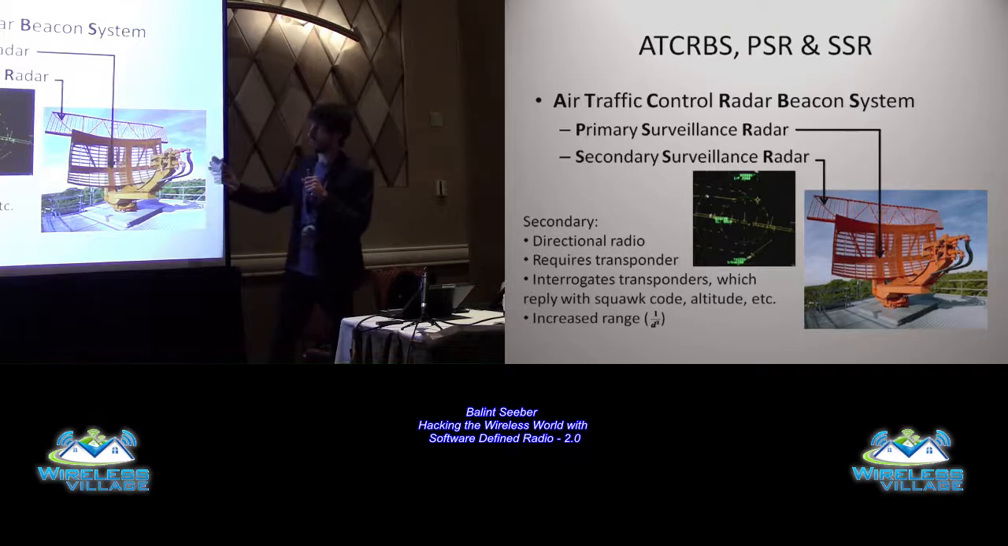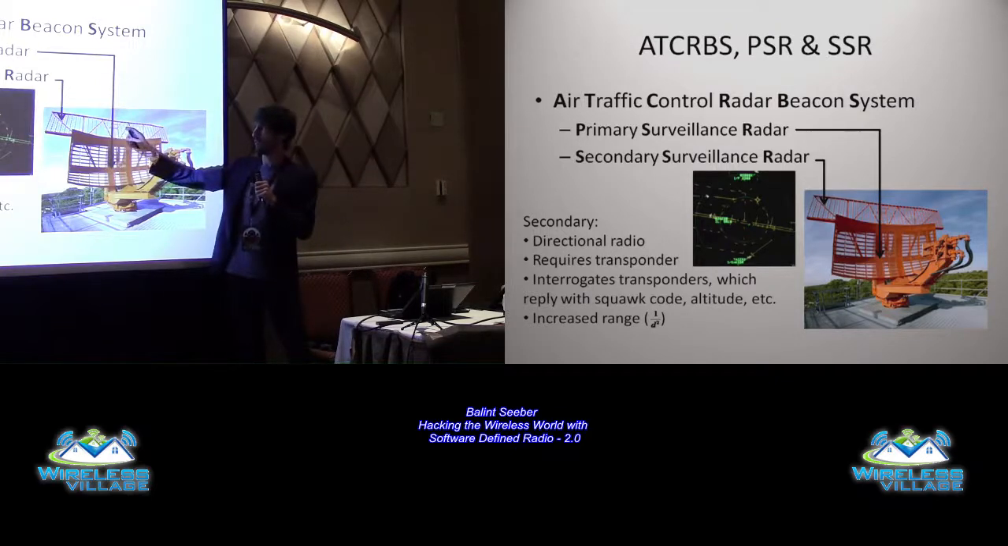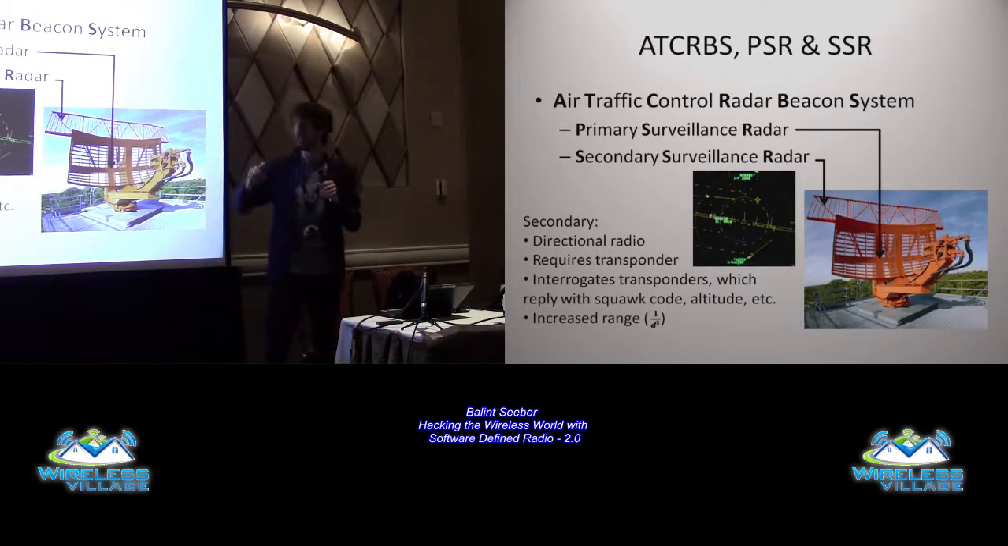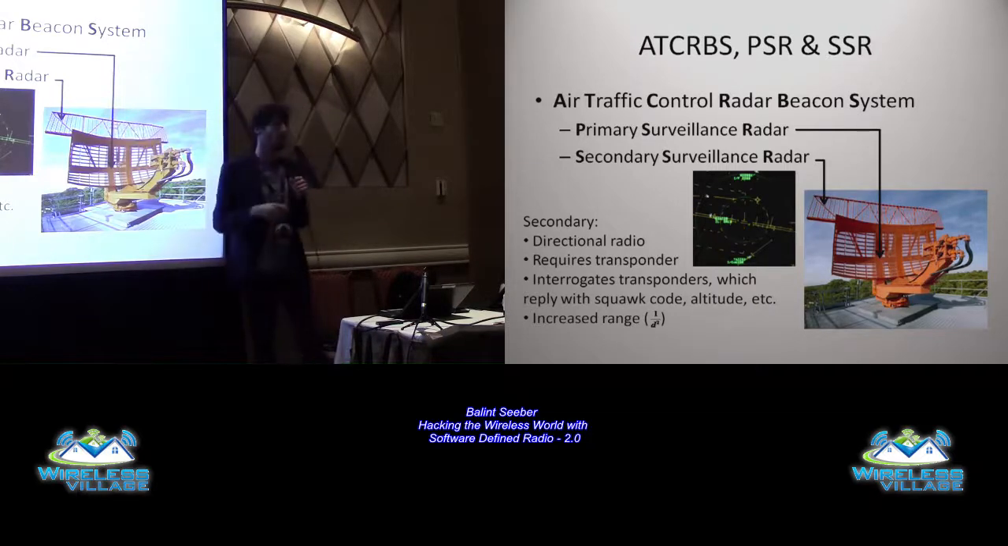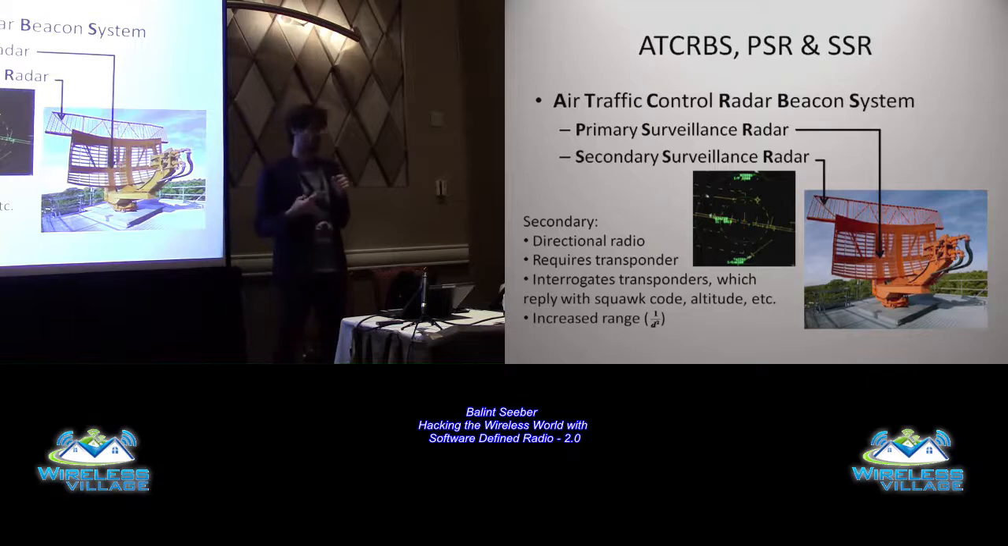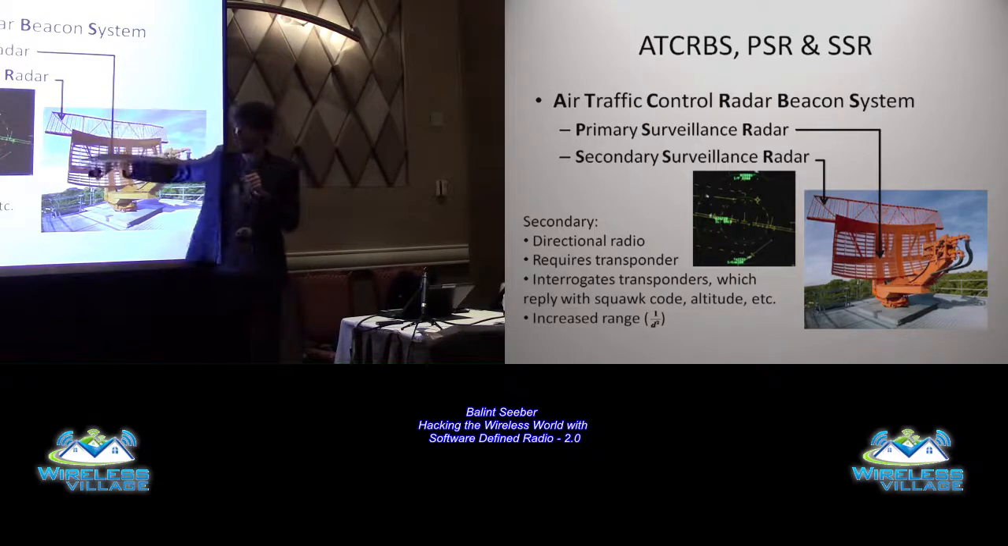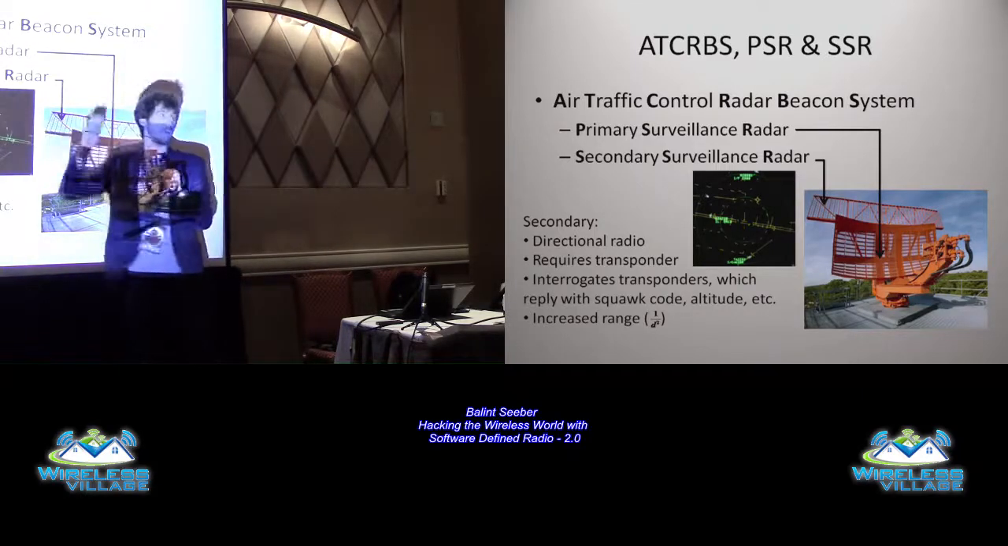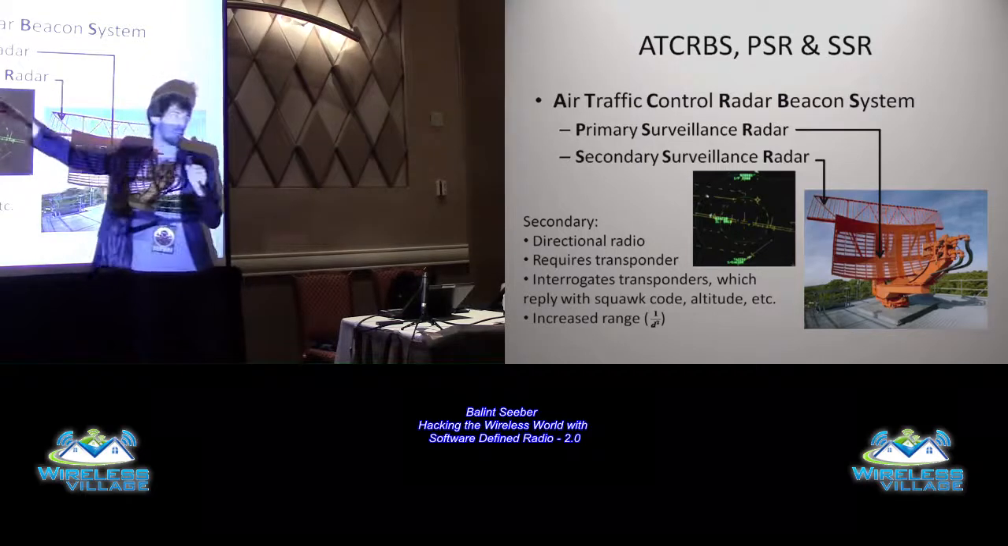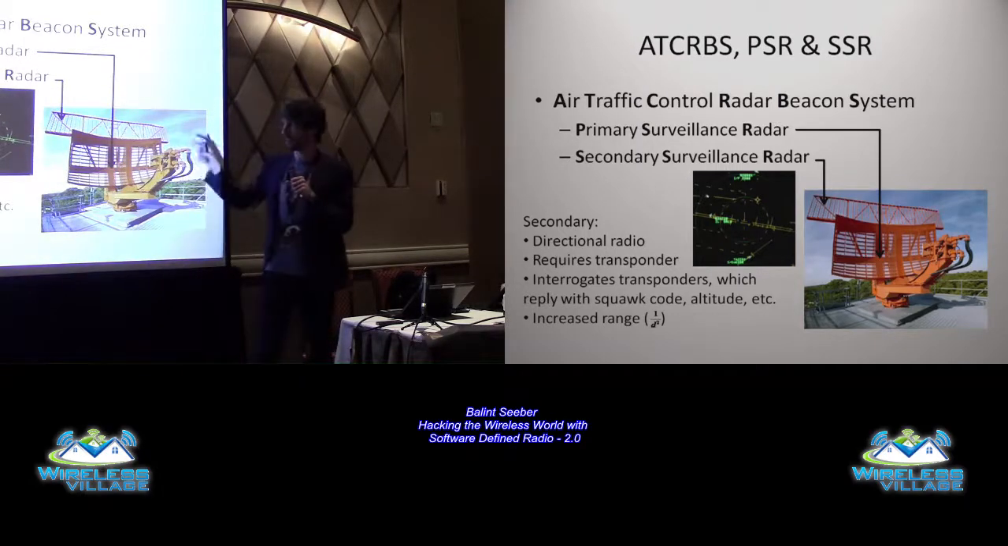The secondary system is different in that it sends out an interrogation, and that's received by the transponder that needs to be on an aircraft. The transponder hears the interrogation and then sends back to this antenna the squawk code or the altitude of the aircraft, so that air traffic control can plot it. Instead of just having these anonymous blips that come up, they can label it on their radar scope. So this system is an active system.